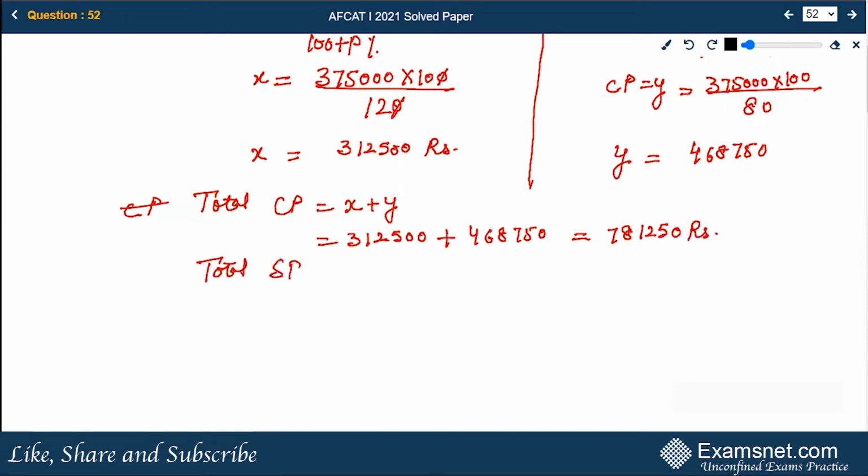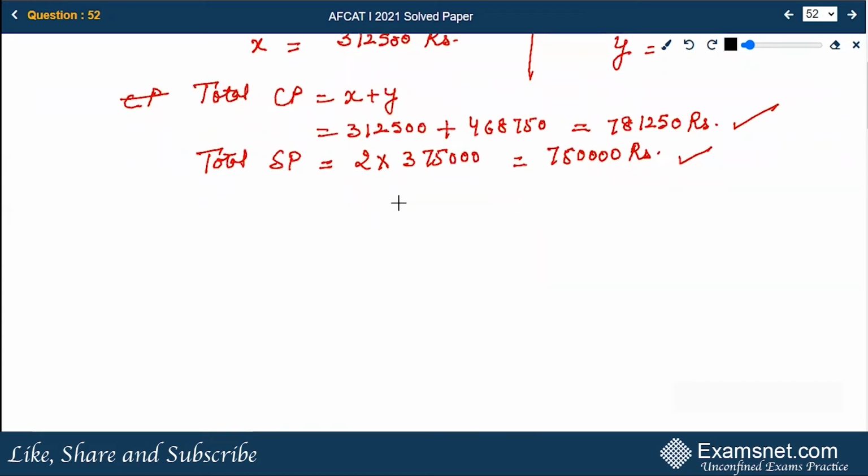Also, the total selling price. This is given to us in the question. No need to calculate. But there are two TVs, so the total selling price of the two TVs will be 2 into 3,75,000, which will make it 7,50,000 rupees. Now you got your total cost price, you got your total selling price. It's easy to calculate. See, the selling price is less and the cost price is more. That means that person had a loss. It is given by cost price minus selling price.